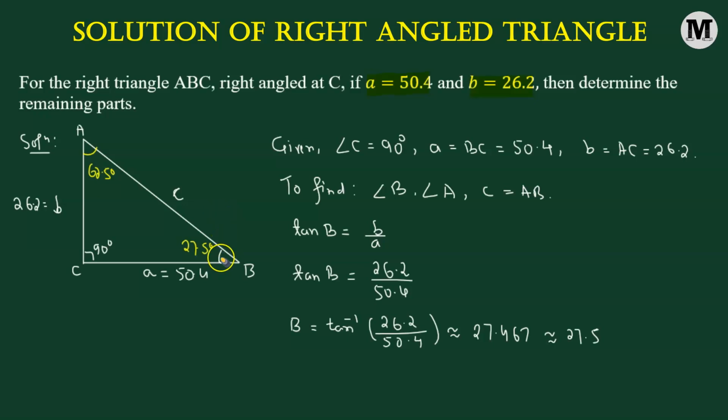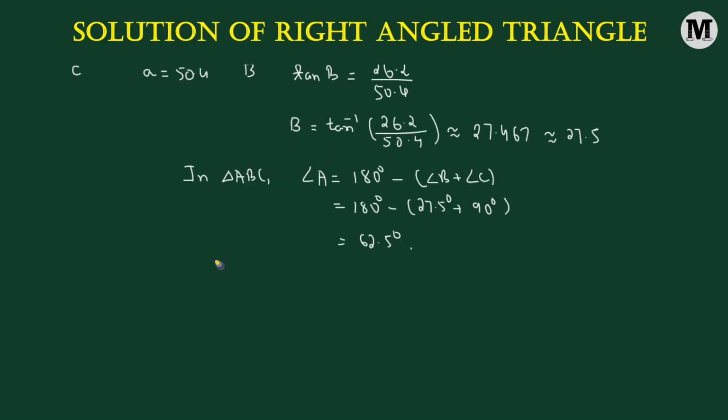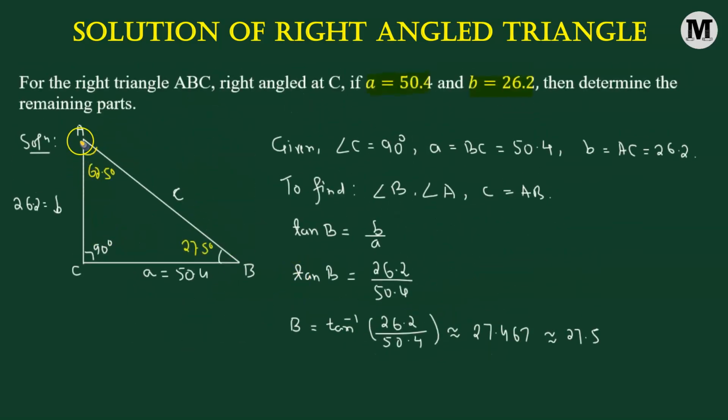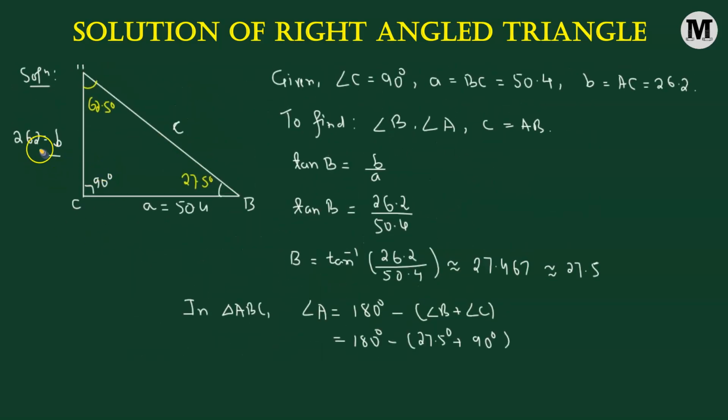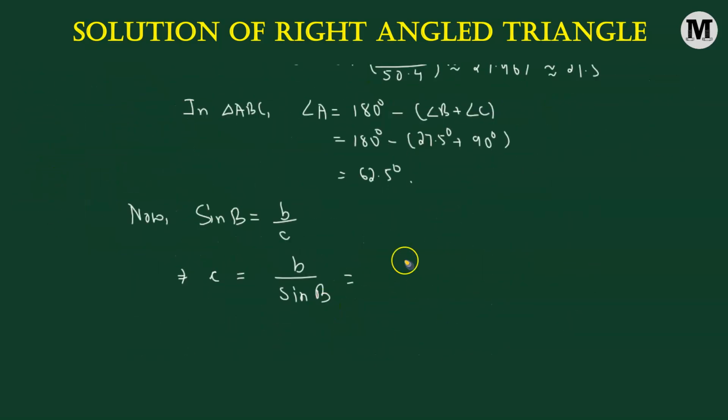Here we can take the sine of angle B. Sine of angle B is defined as the opposite, which is AC, or b, over the hypotenuse c. So sine B is b over c. What we need here is c. So c is simply equal to b over sine of angle B. We have the value of b, which is already given to us as 26.2. So we can replace b with 26.2, over sine of the angle measure B, which is 27.5 degrees. So we have sine of 27.5 degrees.